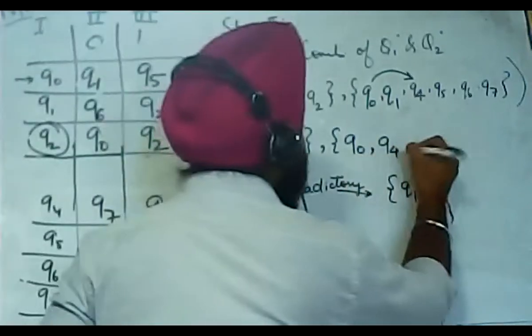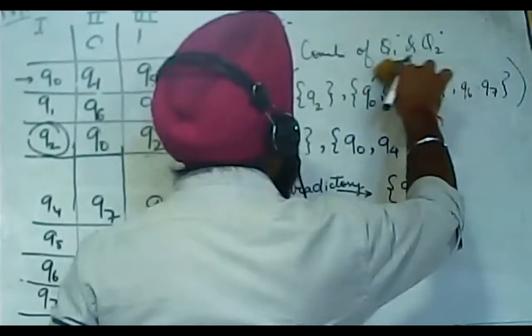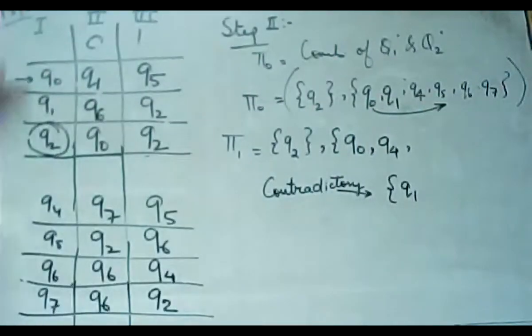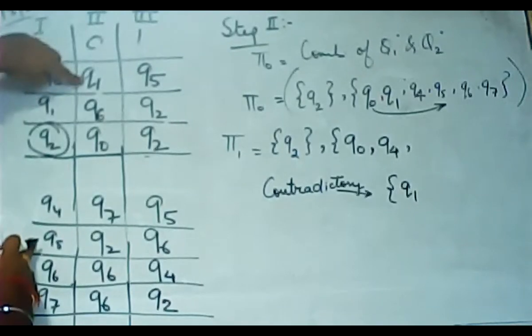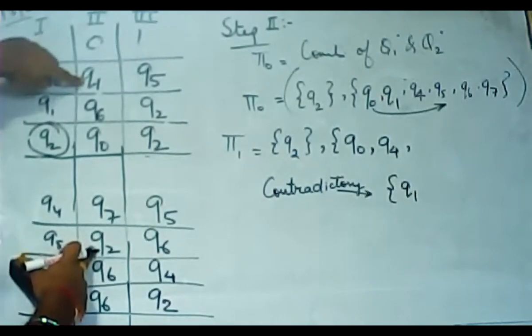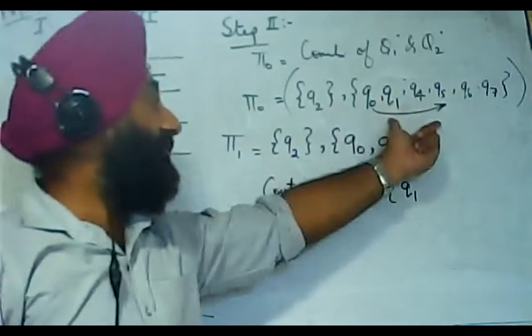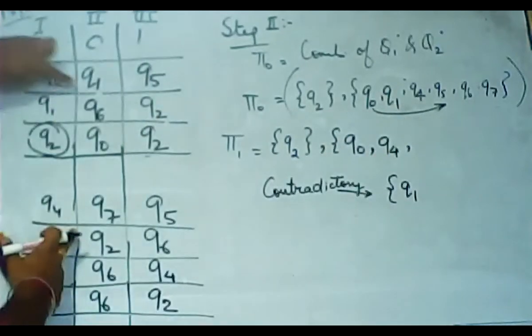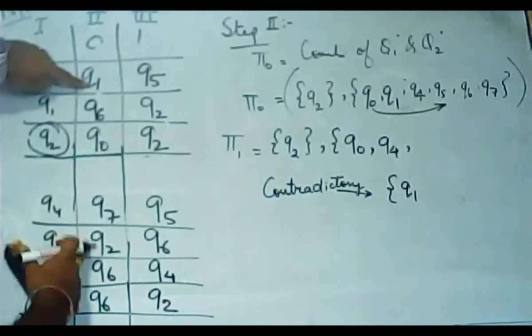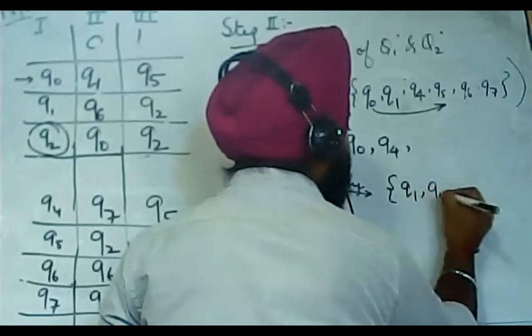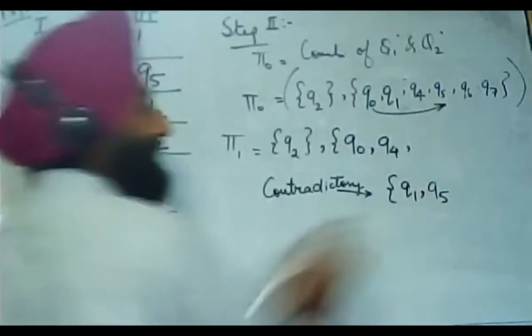So next comparison is between Q naught and Q5. Q naught with Q5. The first value is Q1 and the second value is Q2. So you clearly see that Q2 is in separate set and Q1 is in separate set. This means that Q5 is also creating contradiction. So write in another set.